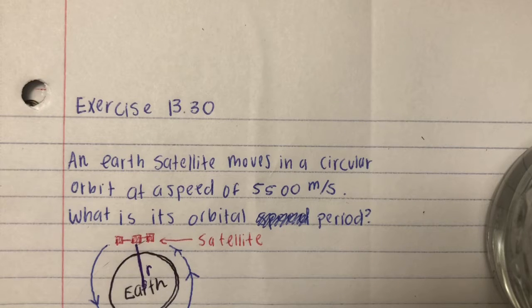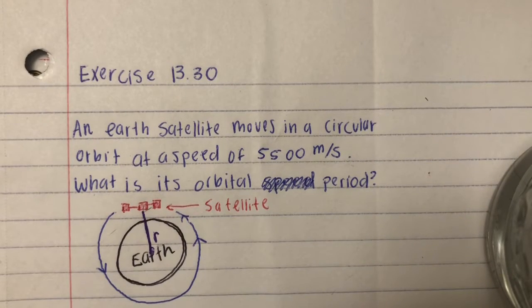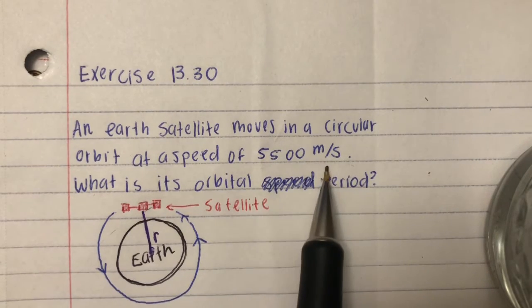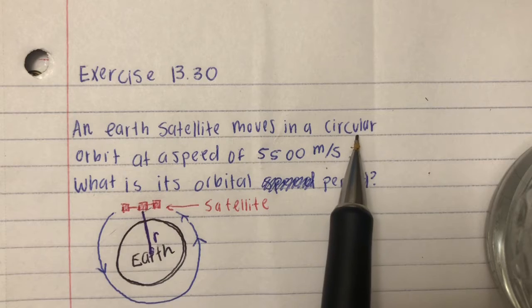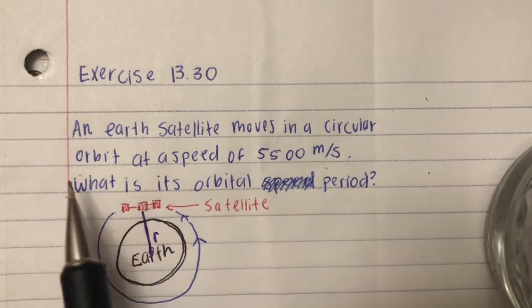So today I will be doing exercise 13.30. The question is, an Earth satellite moves in a circular orbit at a speed of 5,500 meters per second. What is its orbital period? So I just drew this picture of the Earth and the satellite. Two things to note are the speed at which it's going, as well as the circular orbit. So it's moving in a circular orbit.